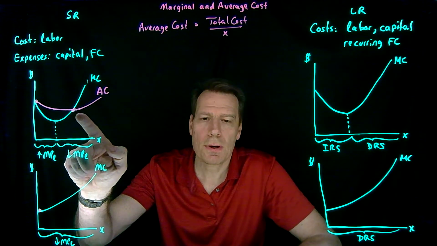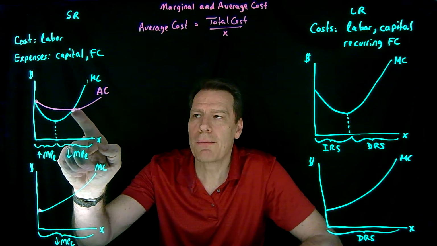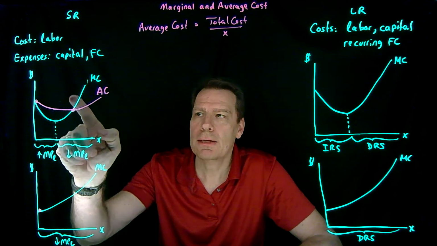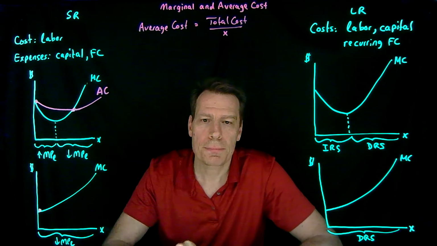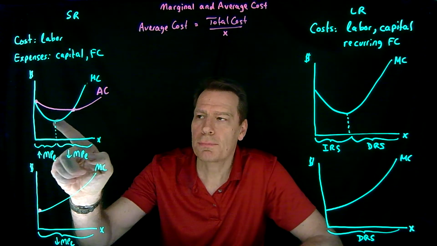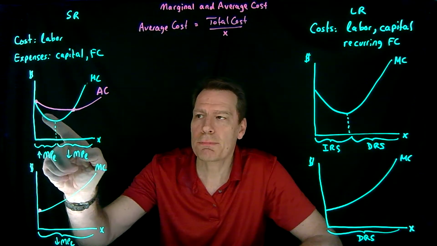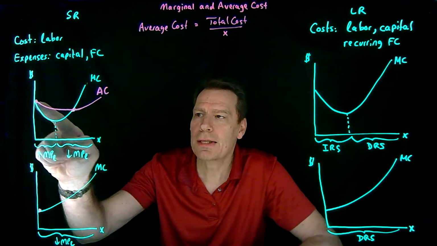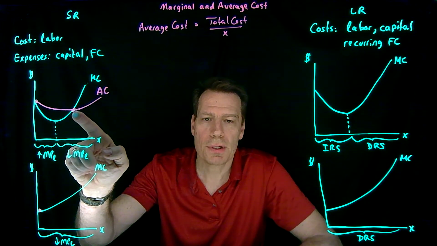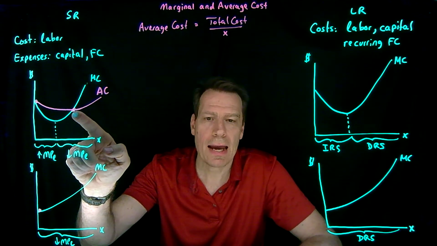Well, it's the same thing with cost curves. The only way the average cost can increase is if the marginal cost lies above the average cost and drags it up. The only way it can decrease is if the marginal cost lies below the average cost and drags the average down. So that's why the average cost curve must cross the marginal cost curve at its lowest point.